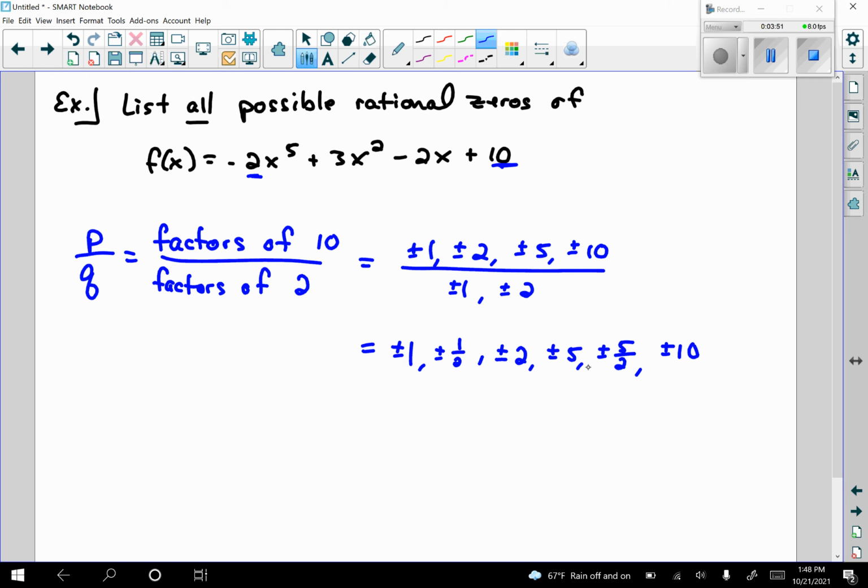Most of the time, because this is going to be a lot of numbers to try if we have to go a little bit further, I'm just going to ask you to list the possible rational zeros. Now, in this next problem, I want to take you through how we could use the possible rational zeros to actually find the zeros.